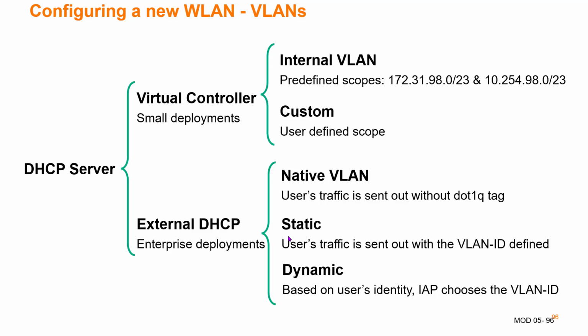To summarize what you can do for the VLAN, so for the DHCP, you can either have virtual controller internal VLAN, magic VLAN, 172.31. The client will pick up from this range or from that range, or you can create your own custom range internally, because one of the instant access points will act as a virtual controller, or an external DHCP that is basically either native VLAN, the client will connect to the same VLAN where the AP is connected to, static VLAN, or dynamic VLAN in this case.